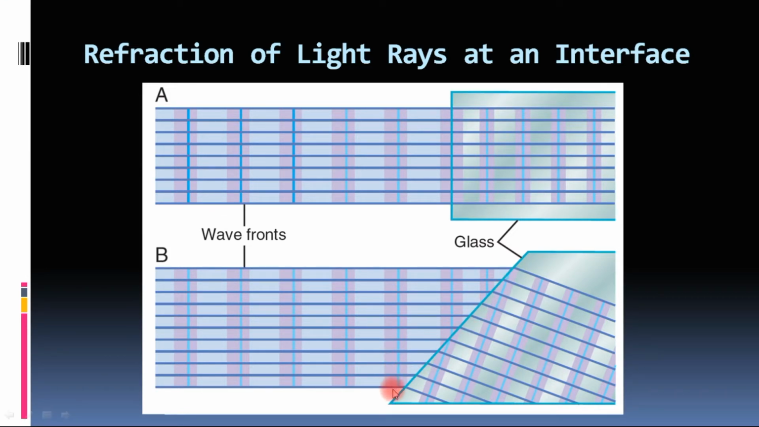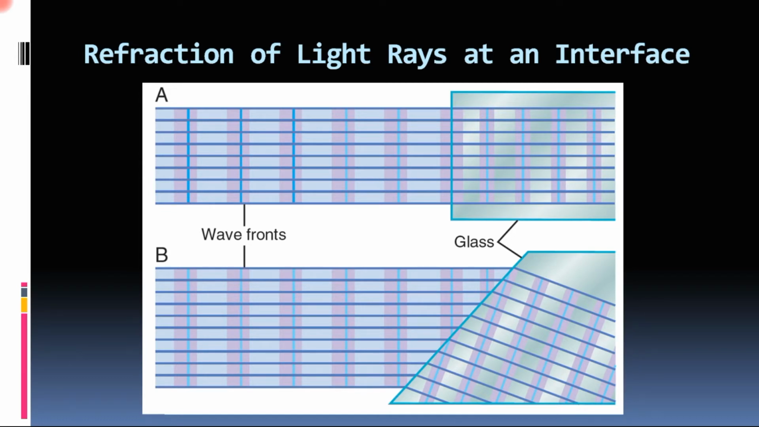So what is happening when the light is falling at an angulated interface? As you can see here, it bends. It is bending in a certain direction, which is towards the perpendicular of the angulated surface. Now the degree to which the bending of the light will take place will depend on two factors.